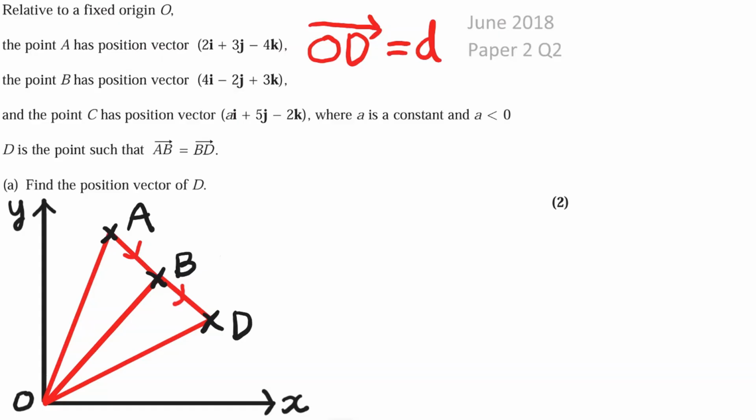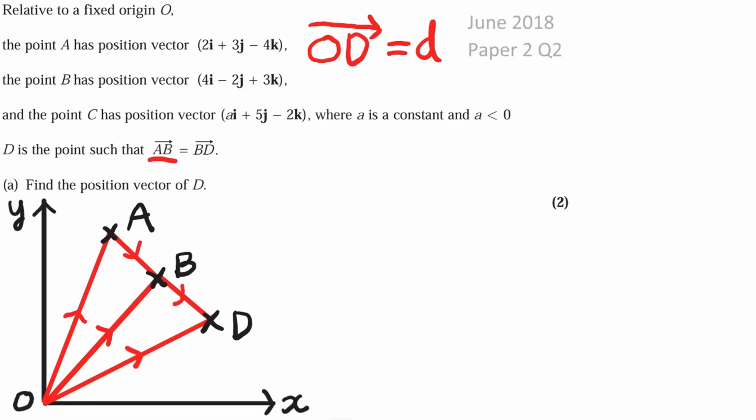So the position vector of A is OA, going in this direction. The position vector of B is OB, going in this direction. The position vector of D is OD, and it's going in this direction here. Okay, so this question is reliant on this part here.